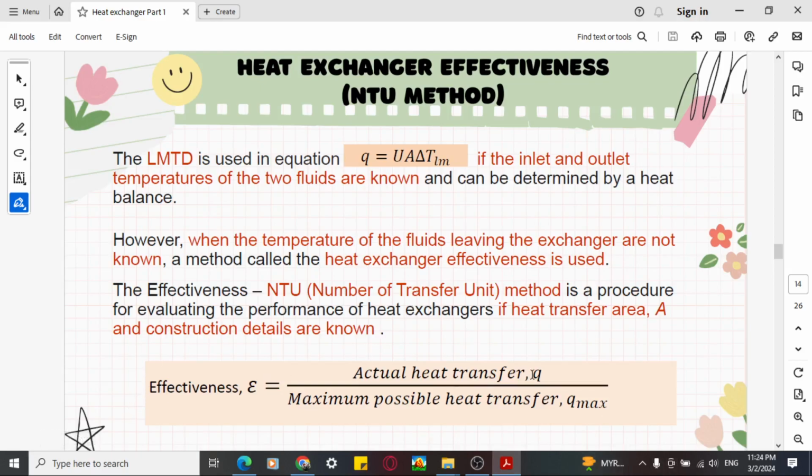Effectiveness is this formula: actual heat transfer over Qmax. The actual heat transfer you will find yourself, and Qmax they will give you. Okay, but if they give you Qmax and you find Q, your calculation is very easy, but I don't think they will give the question this easy. Actually you need to find Qmax, and they will give you the Q, and you need to find effectiveness.